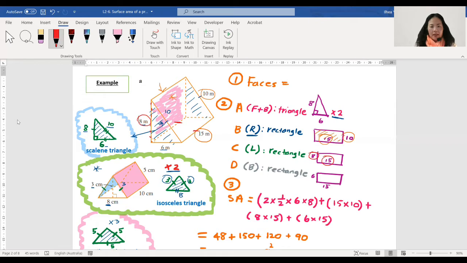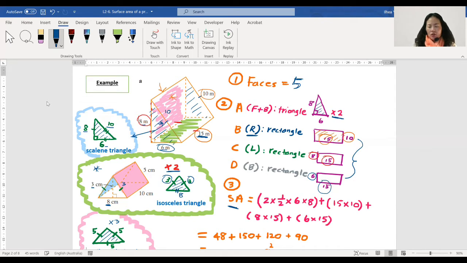Now the last one is my base. My base rectangle is on the bottom here, this one. Okay, base is 6 here, and my height is 15. So as you can see, all three rectangles are different sizes. This triangular prism has 5 faces. Second step is what I would like to call the shapes and the formulas. So you decide which shape they are and then think about the formulas of that. And then step 3 is finding the surface area.